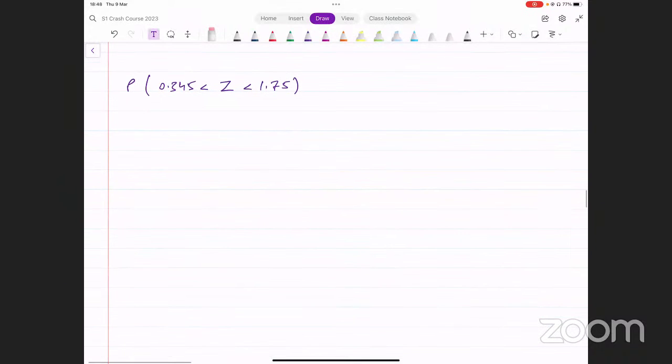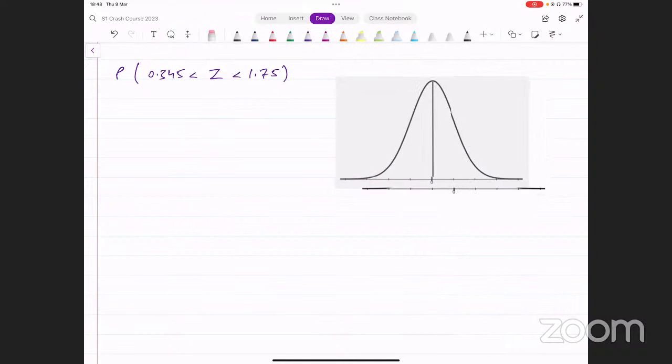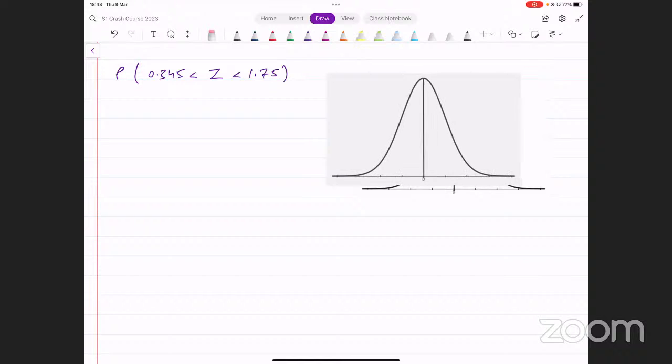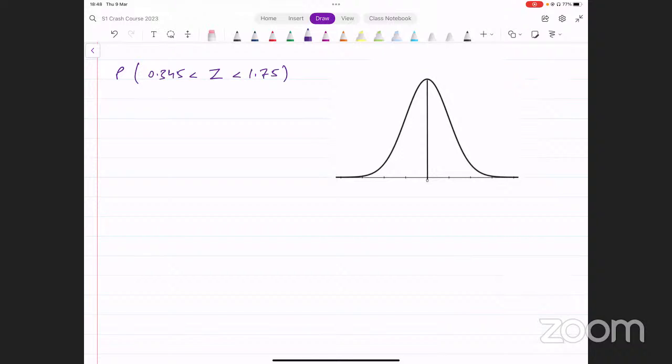Let's think about it. Again, let's think of this using the curve. This is the normal distribution curve. 0.345 might be somewhere here. So this is 0.345. 1.75 might be somewhere here. Let's say this is 1.75. We are looking for the area between these two values. So we're looking for this region. This is the area that we want to find in this case.